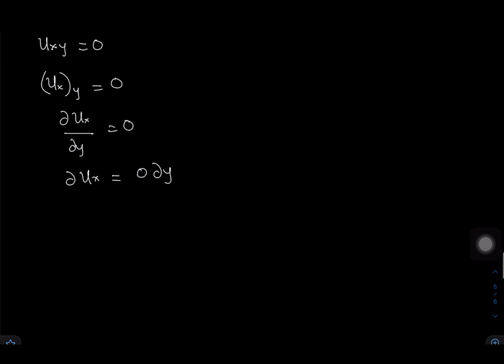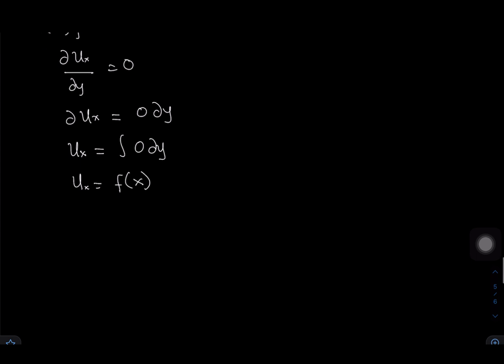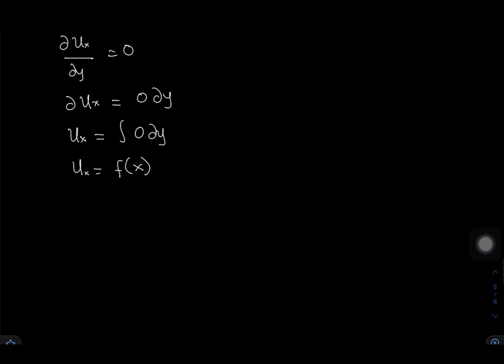So we've seen this before, that you're going to have u x being equal to the integral of 0 del y, and this is going to be u x. Since you're integrating with respect to y, you're going to have an arbitrary function of x. Okay, now we want to integrate this one with respect to x too.